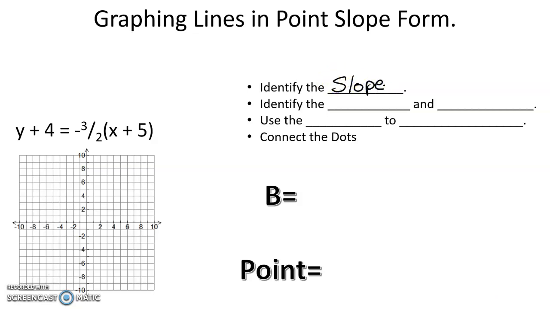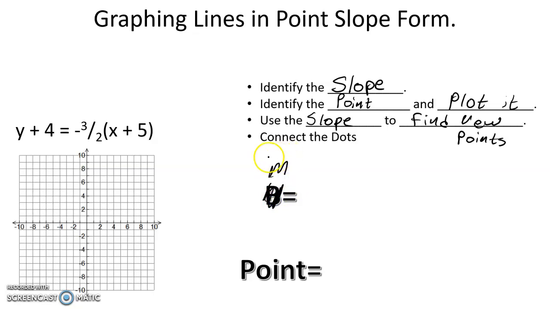So we're going to identify the slope, and then we're going to identify the point and plot it. Again, a point is just an ordered pair. And then use the slope to find new points. Very straightforward. There's a typo here. This b should technically be an m, so that we're trying to find the slope.